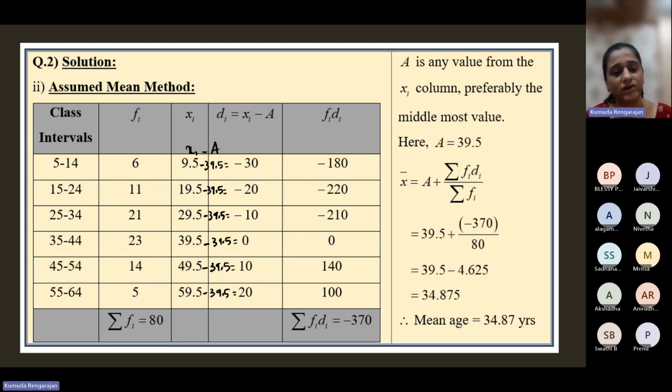39.5 minus 39.5 is 0. Then 49.5 minus 39.5 is 10. So each XI value minus A, assuming A, will give you the DI values. Now we are ready. Now we'll have to find the FI DI column. So FI DI we know. See here, multiply this and this one. Minus 180.